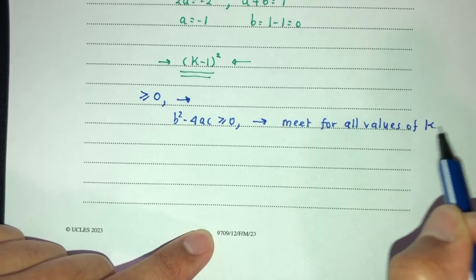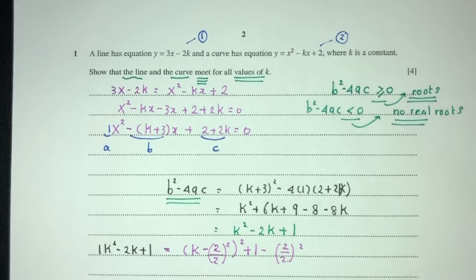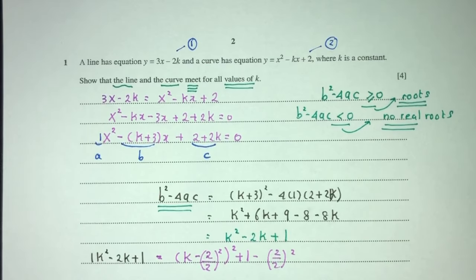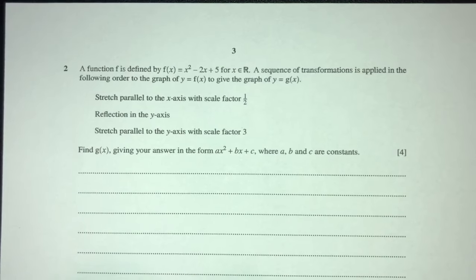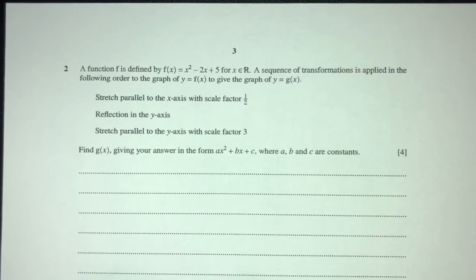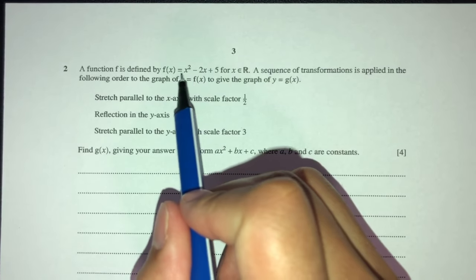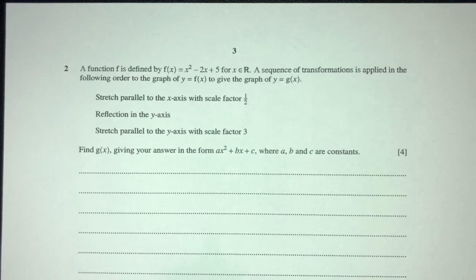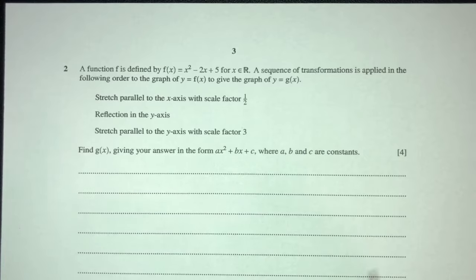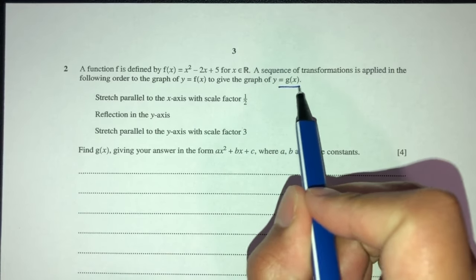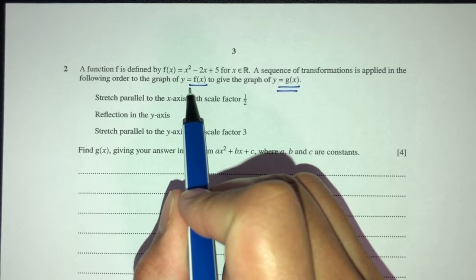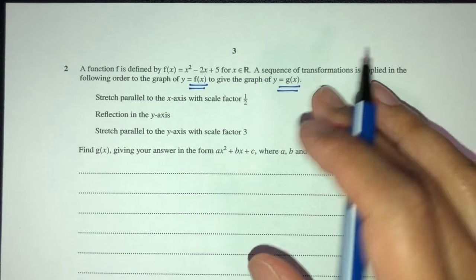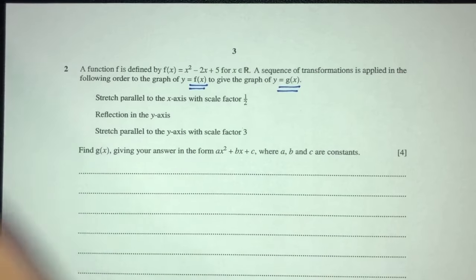Okay, so this is your question number 1. Now let's move on to question number 2. So here we have a function f of x defined by this. Alright, cool. A sequence of transformations is applied in the following order to transform f of x to g of x. Okay, so from this we are going to transform this to this by applying these 3 transformations.